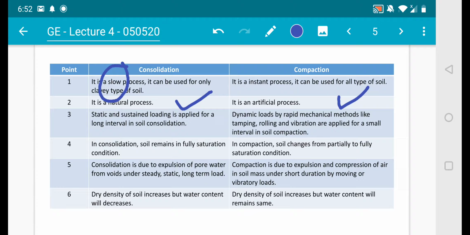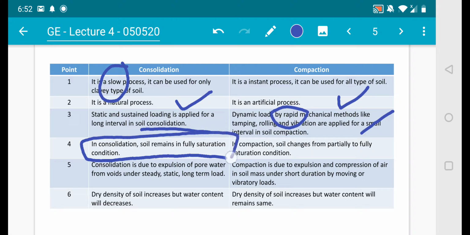Point number three, static and sustained loading is applied for a long interval in soil consolidation, whereas in compaction, dynamic loads by rapid mechanical methods like tamping, rolling, and vibration are applied for a small interval. Point number four, in consolidation, soil remains in fully saturated condition, whereas in compaction, soil changes from partially to fully saturated condition.